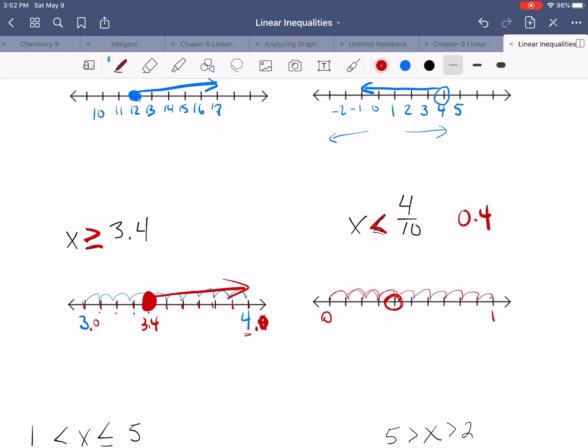I look at the direction. It's getting smaller. I make sure that my graph is pointing towards the smaller section. This would be 0.4, and yeah, 0 is smaller than that, and then down here would be negative 1, so I know for sure that it's smaller, and that's how you graph that.